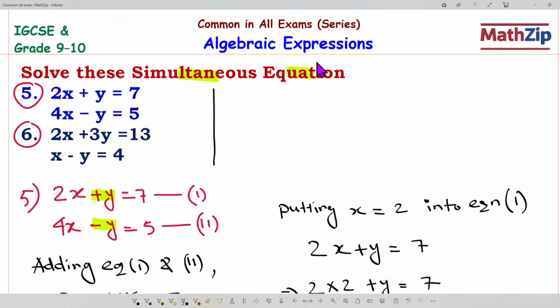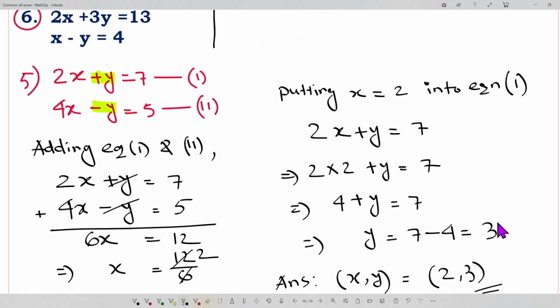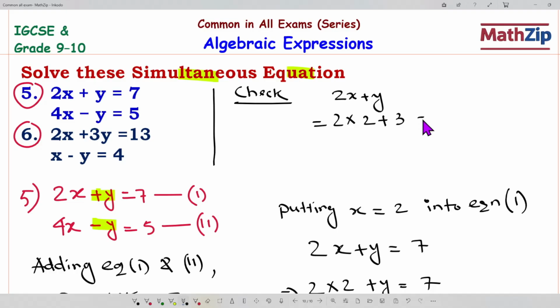If you want to check, so if you check in here, here is 2x plus y. Look, 2 times x means 2 times 2, plus y. We already got y equals 3, right? So 2 times 2 is 4, plus 3, it will be 7. So look, here is 7. This is the equation 1 part.